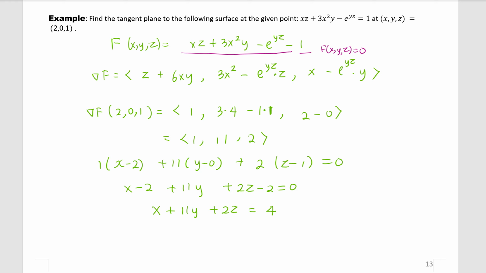So far so good, everybody? So in general we denote this as the left hand side minus the right hand side.